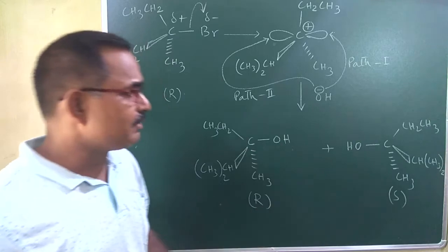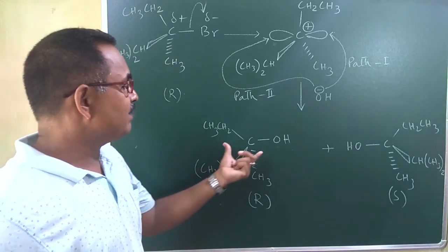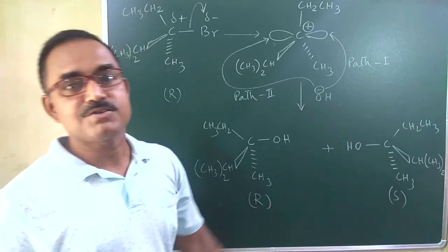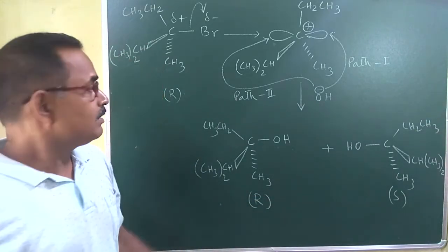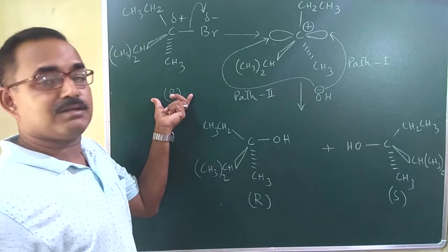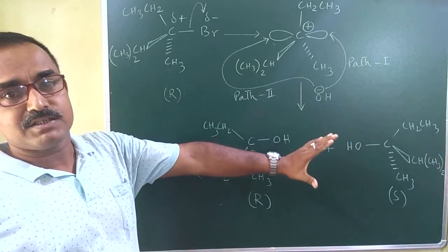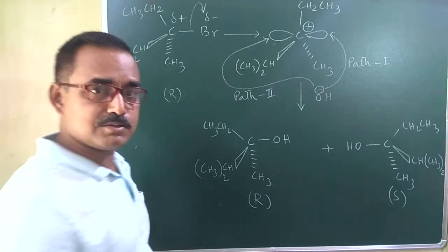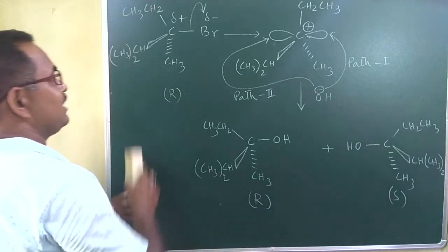As a result of that, what will happen? We will have a mixture of both the two compounds. This leads to racemization. So in SN1 reaction, always there is racemization of configuration. Okay, understood? Now come to SN2.